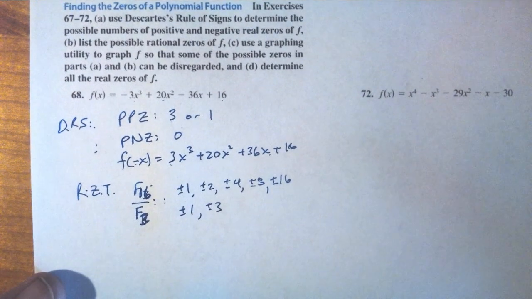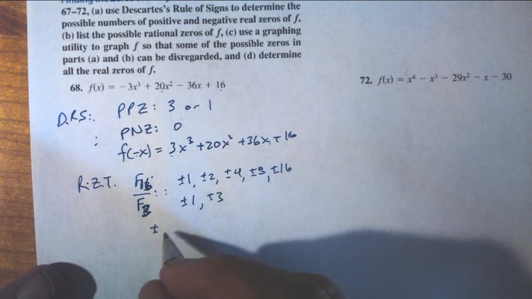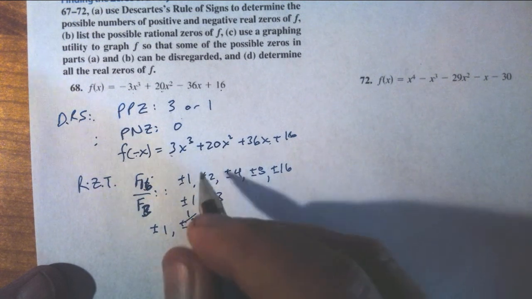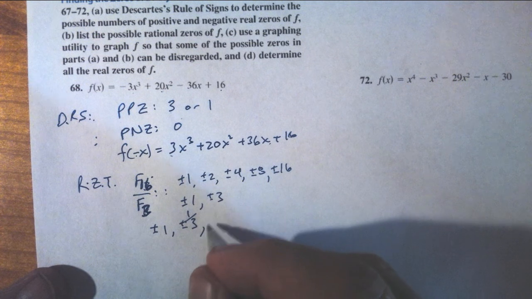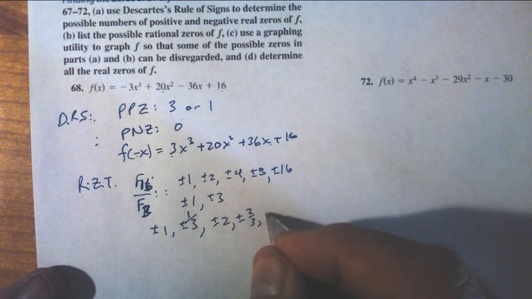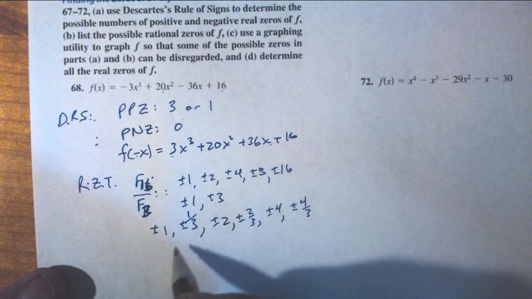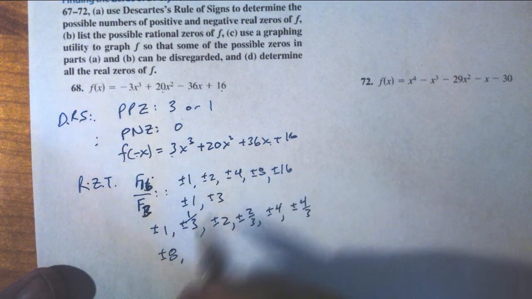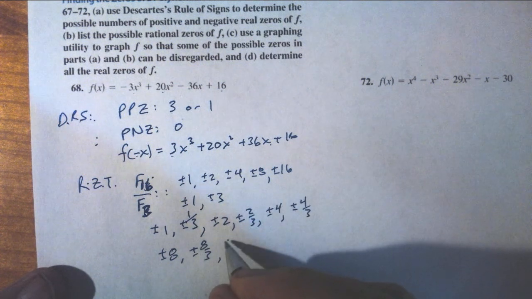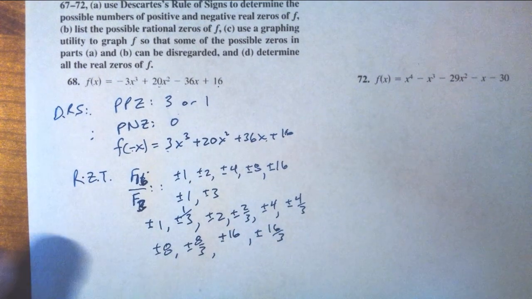So here's my possibilities. I've got possible rational zeros to the right of 1 on 1, 1 on 3's, plus or minus 1/3, 2 on 1, plus or minus 2, 2 on 3, plus or minus 2/3, 4 on 1, plus or minus 4, 4 on 3, plus or minus 4/3, 8 on 1, plus or minus 8, plus or minus 8/3, and 16, are you kidding me? Plus or minus 16 and plus or minus 16 on 3. Those are possible rational zeros.